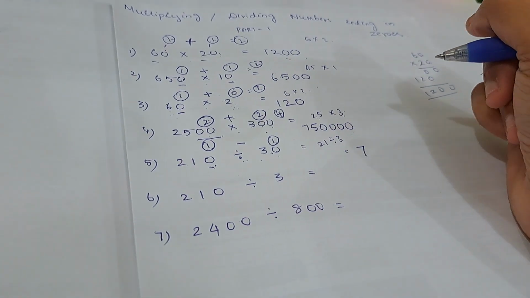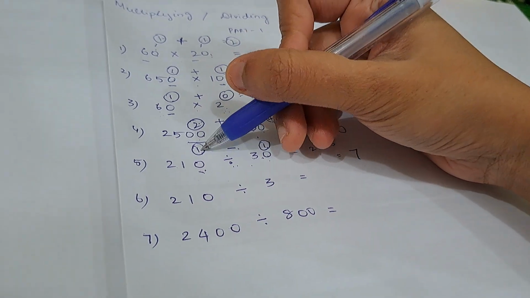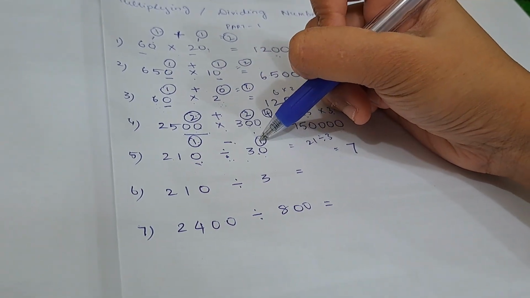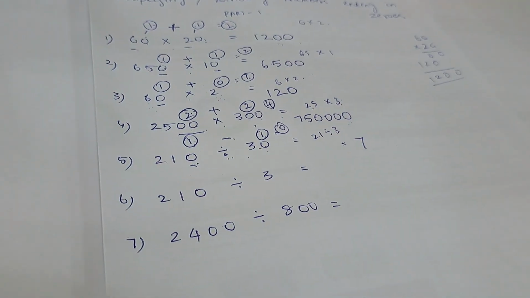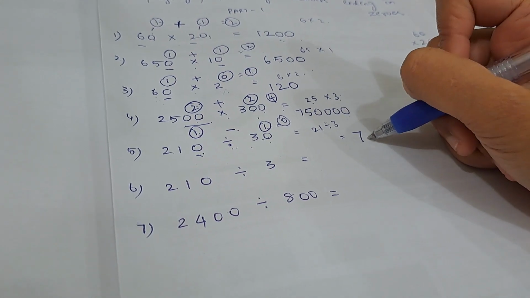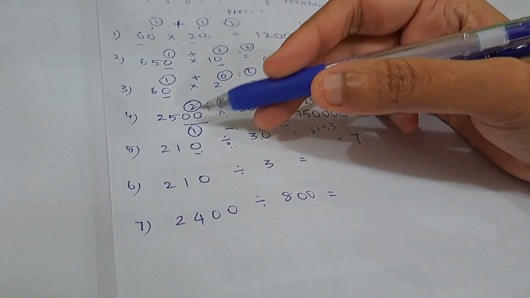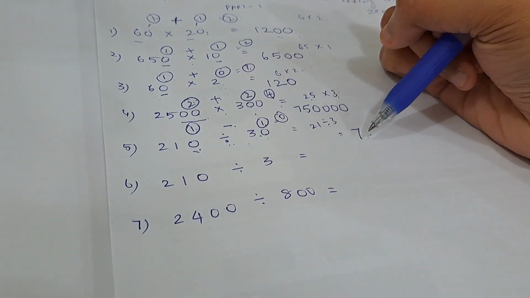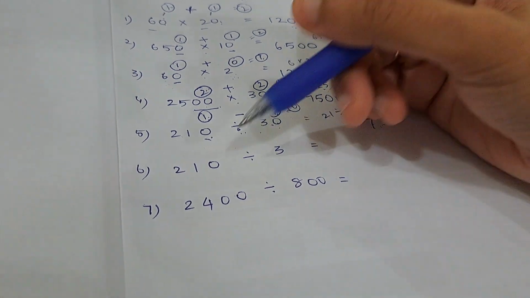And it is time to deal with your zeros. In division, subtract the number of zeros. 1 minus 1, which is 0. That is 0 zeros. I am not supposed to write any zero after my number. So this is my answer. 210 divided by 30 is 7. Moving on to the next question.